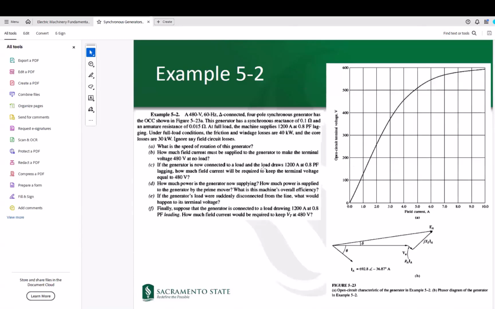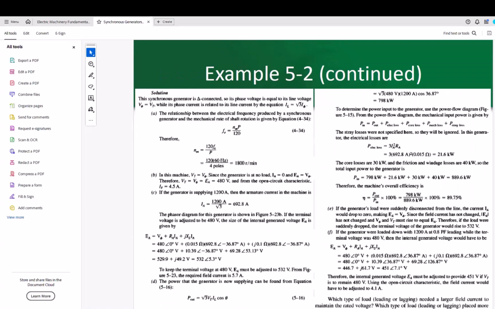All right, part B is asking how much field current must be supplied to the generator to make the terminal voltage 480 volts at no load. Since there is no load on the machine, the terminal voltage would be the same as the internal voltage of the machine, right? So in this machine, VT would be equal to V phase, because we are delta connected.